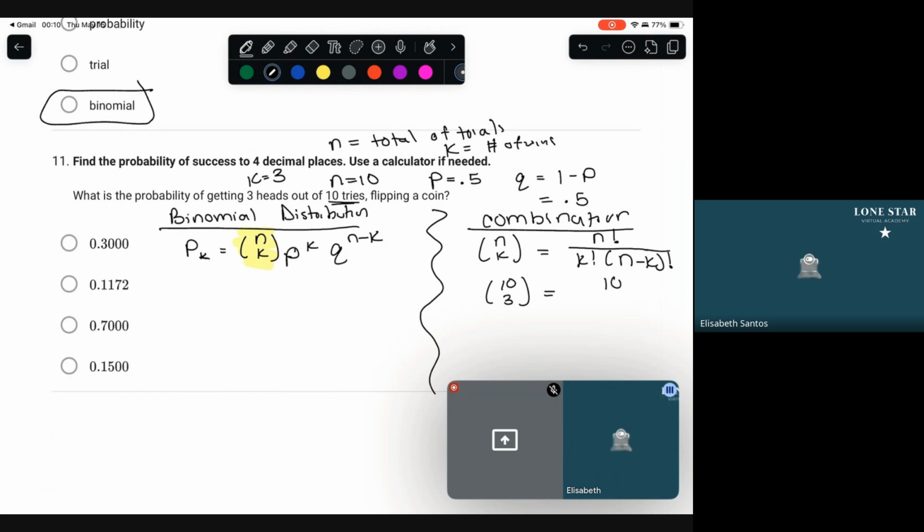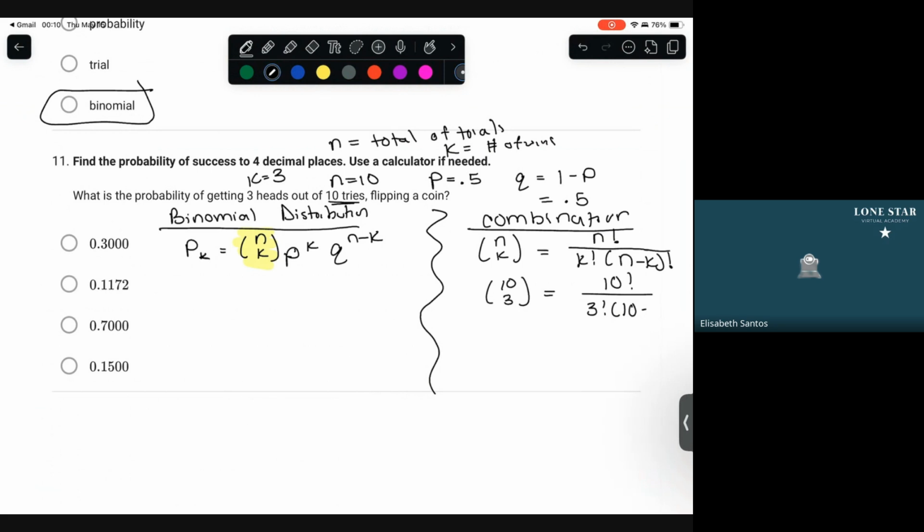So we have 10 factorial over 3 factorial times 10 minus 3 factorial. So you just get 10 factorial over 3 factorial times 7 factorial. And you can just type that exactly into the calculator. You'll find the factorial, if you're using a graphing calculator, under second math. Once you do that, it'll be 120. So now we know that this is 120.